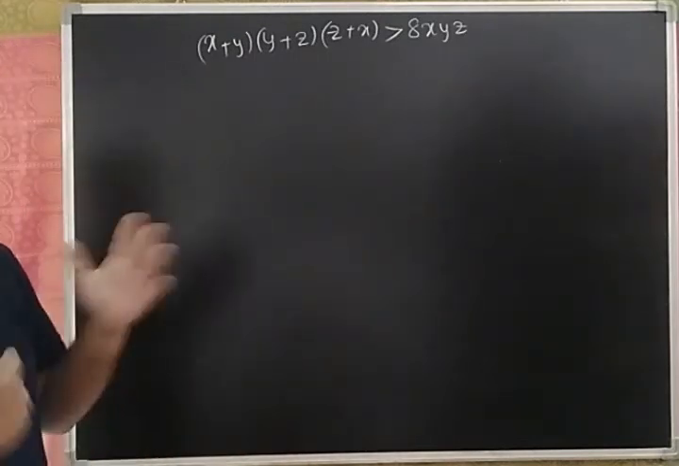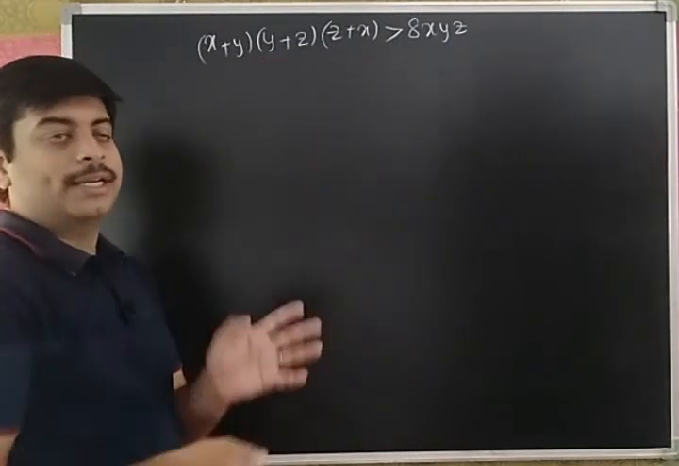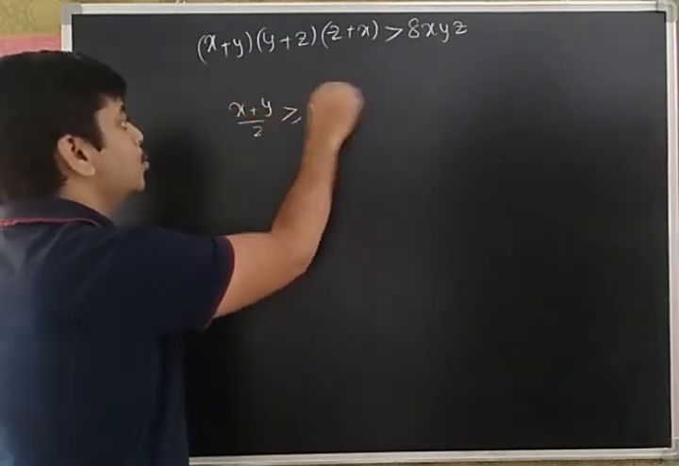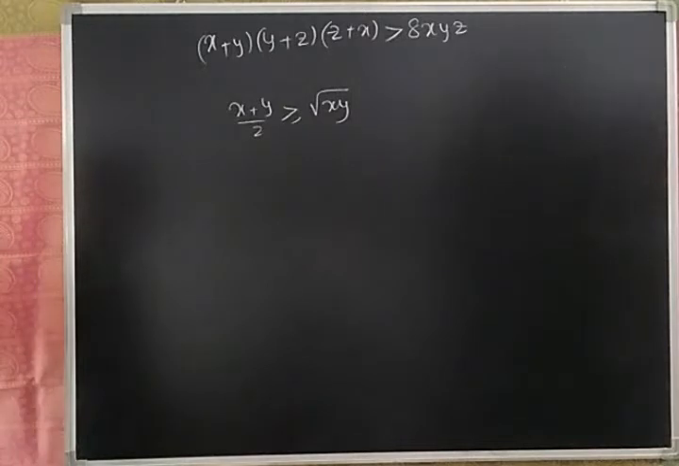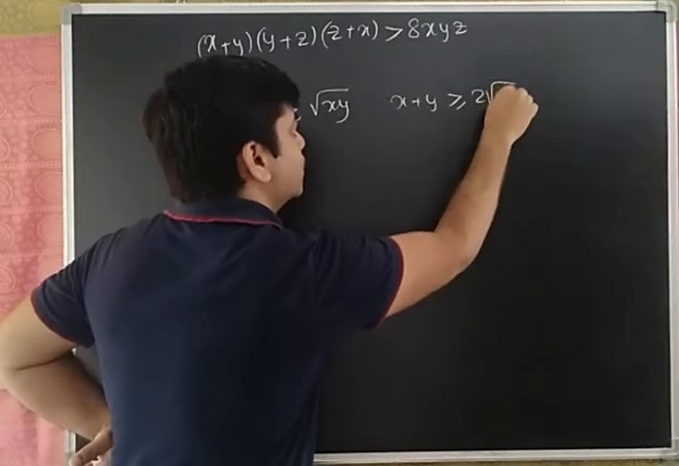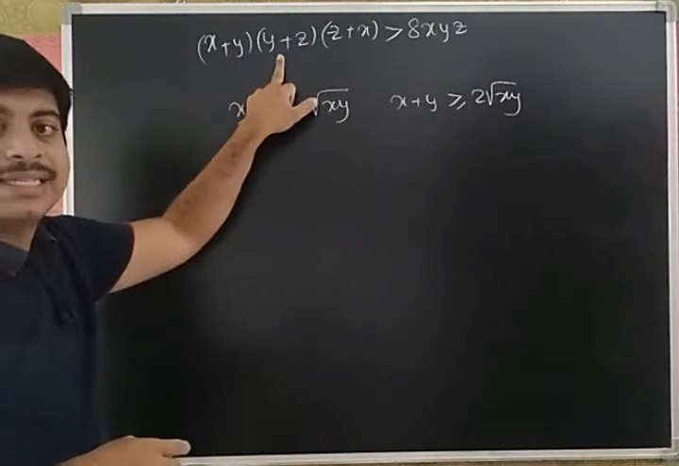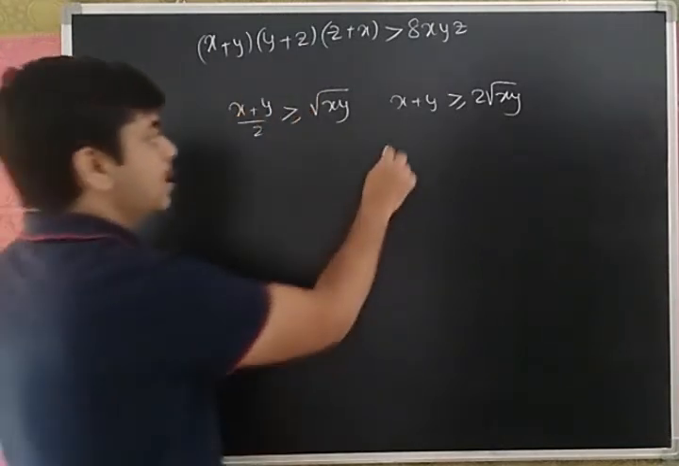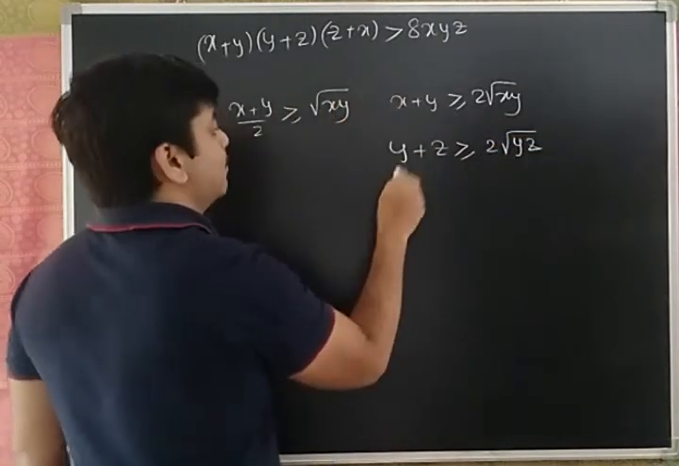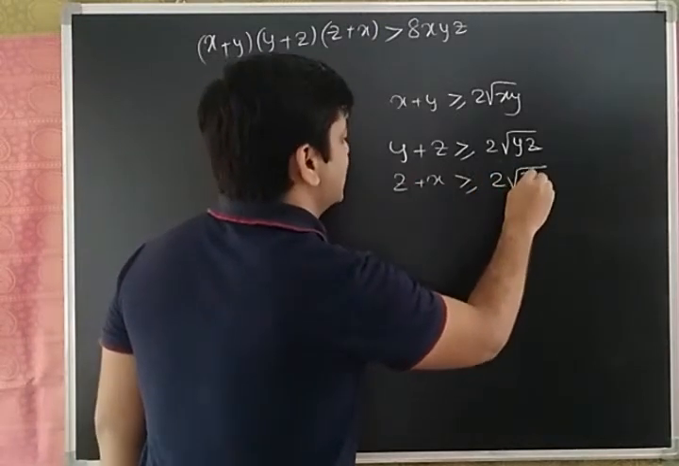If you carefully observe, we have two numbers here, two numbers here, two numbers here. We'll individually take them and apply AM greater than GM. So (x + y)/2 will always be greater than root xy. So I have a relation here: x + y is always greater than 2 root xy. In the same way, for y and z, y + z is greater than 2 root yz. For z + x, it is always greater than 2 root xz.